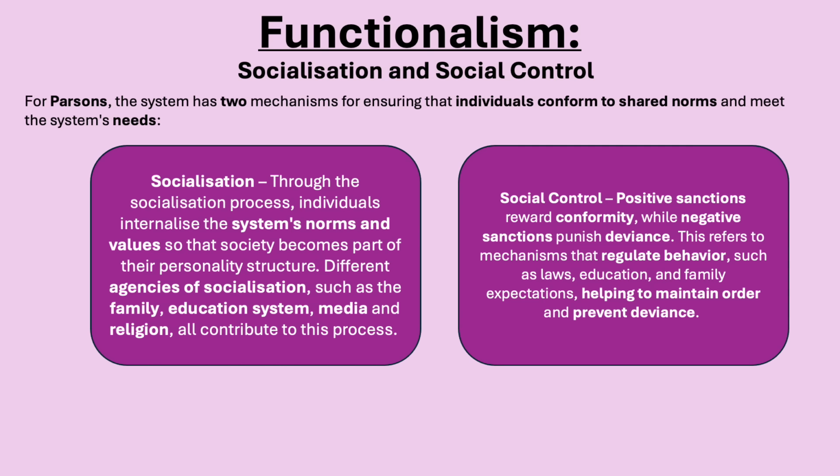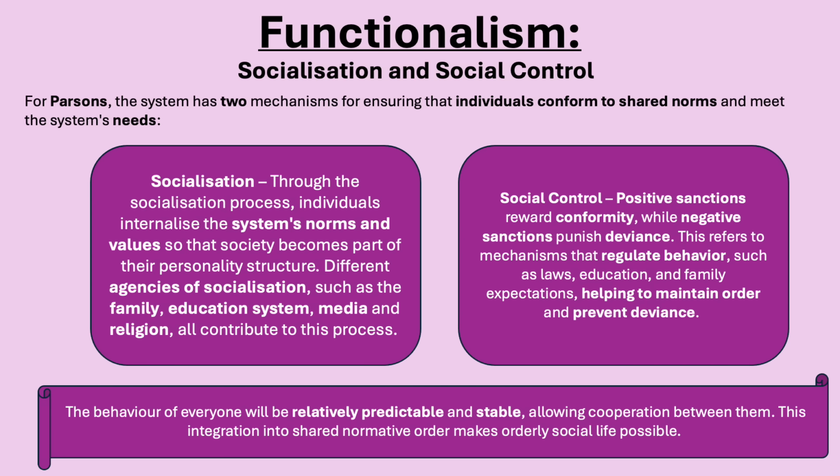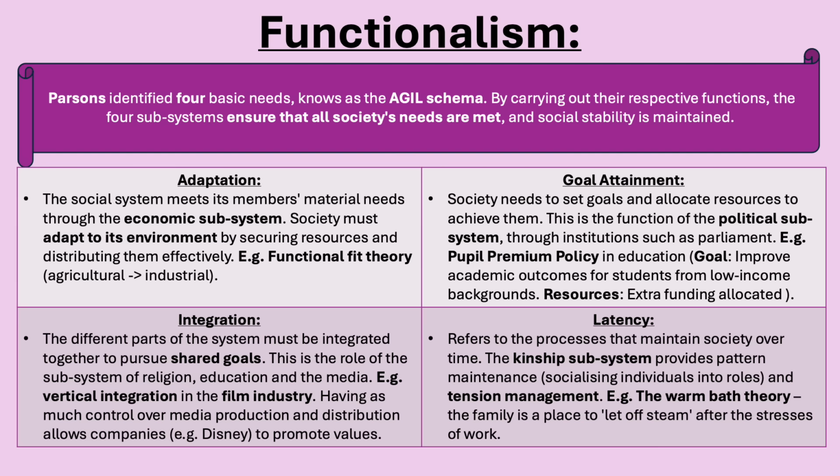This refers to mechanisms that regulate behaviour, such as laws, education, and family expectations, which help to maintain order and prevent deviance. The behaviour of everyone will be relatively predictable and stable, allowing cooperation between them. This integration into a shared normative order makes orderly social life possible. So then again, functionalism is basically just everyone working together to help society function in a non-chaotic way. And then we have Parsons again, because as we know, he is such a yapper.